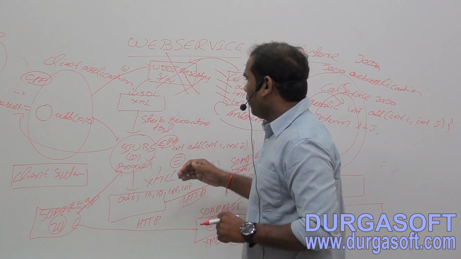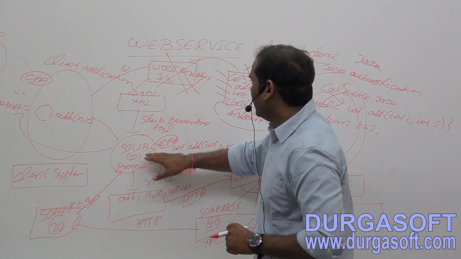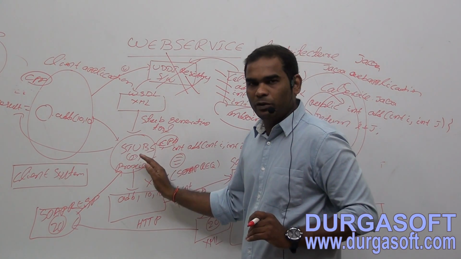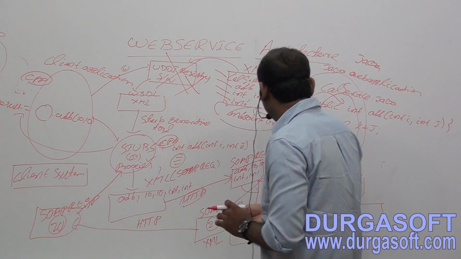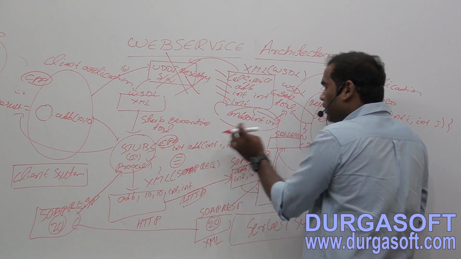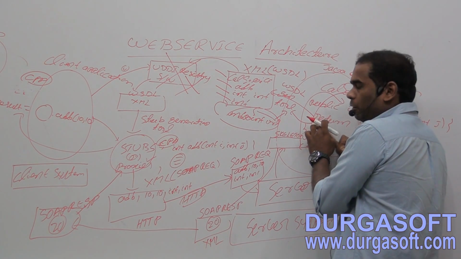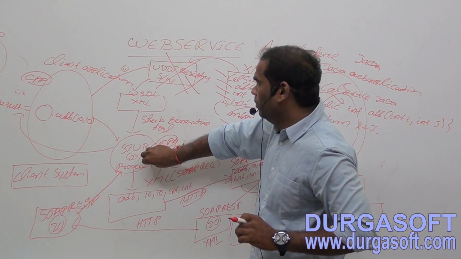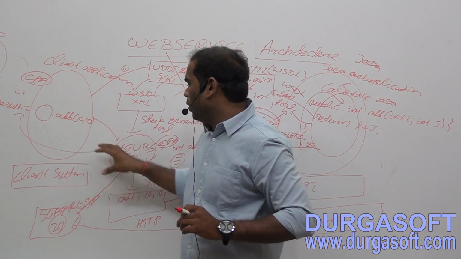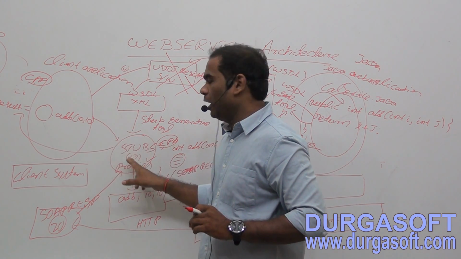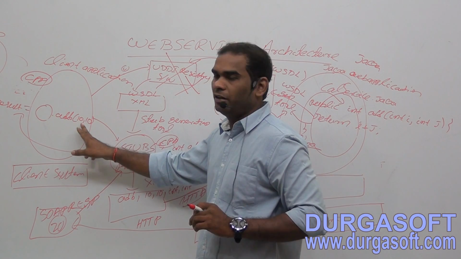Now here, whatever methods we have in the service class, the same methods will be available in the stub here. But don't expect the same method implementation here. We have different implementations here. After generating this stub, the client will create the stub object. With the stub object, he will invoke the add method by passing the parameter values.